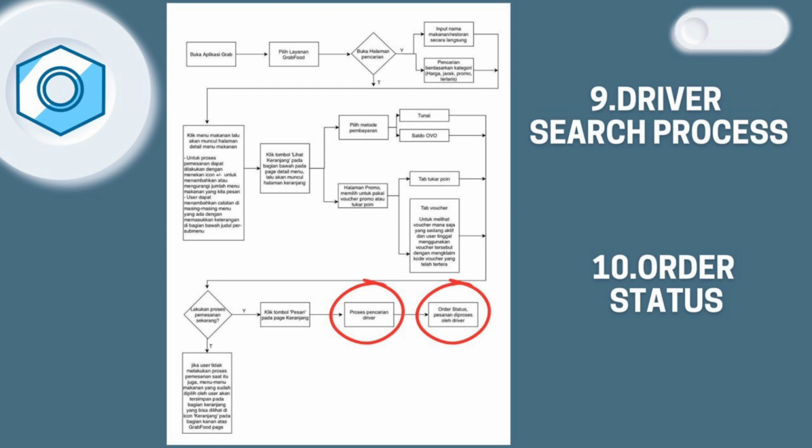Alright, now let's move on to the last two parts of the GrabFood process, which are task 9, the driver search process, and the last one, order status. So, once the user confirms the order by clicking the order button, the Grab system immediately starts looking for a nearby driver. This part happens automatically.